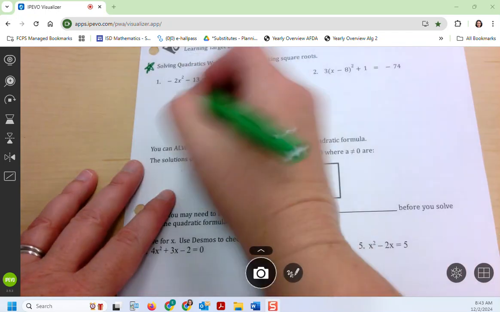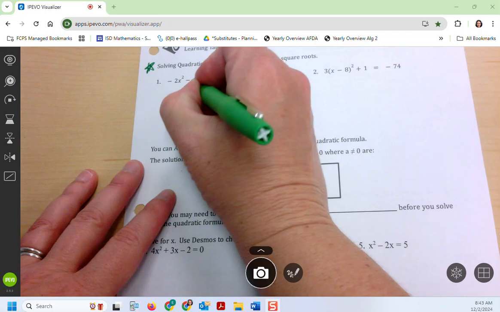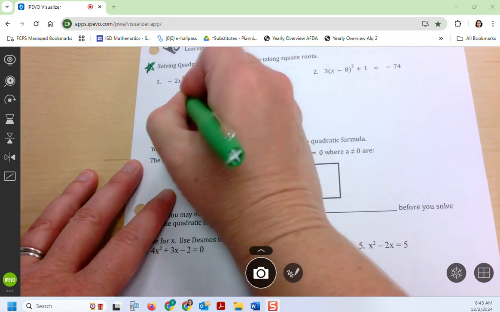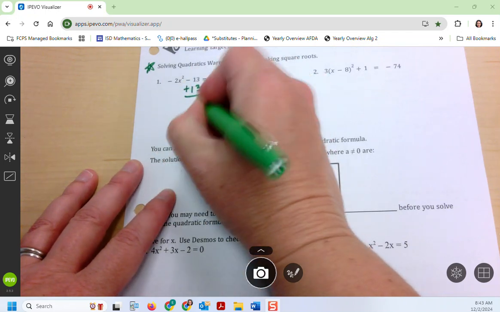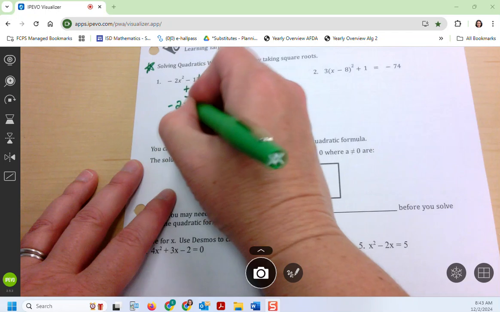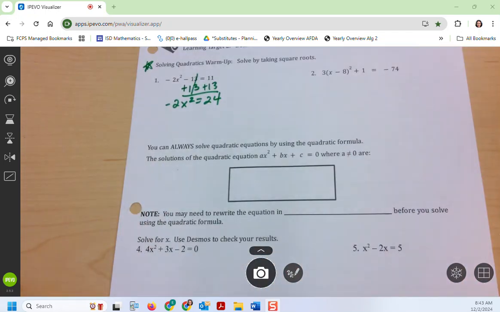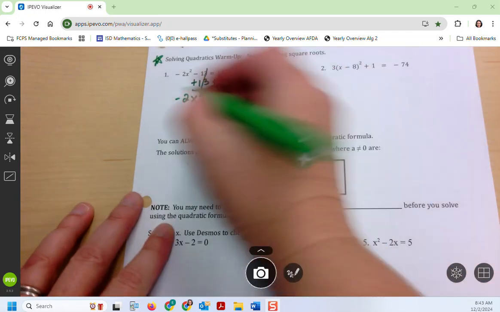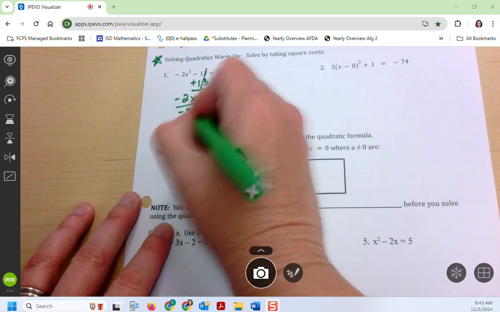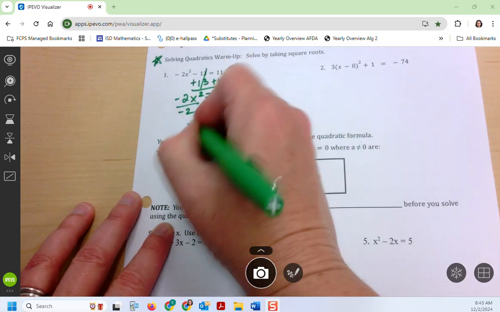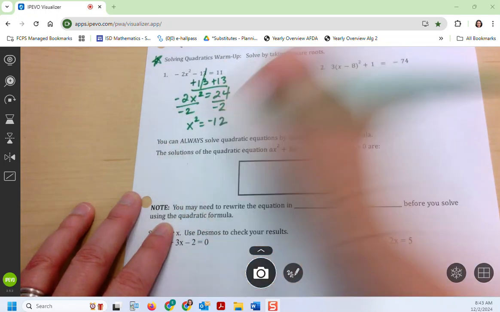Okay, so to solve for x, we start by isolating the x squared. And we get 24 on this side, negative 2x squared. And then we're going to get rid of the negative 2. Since it's negative 2 times, you divide. And we get x squared equals negative 12.